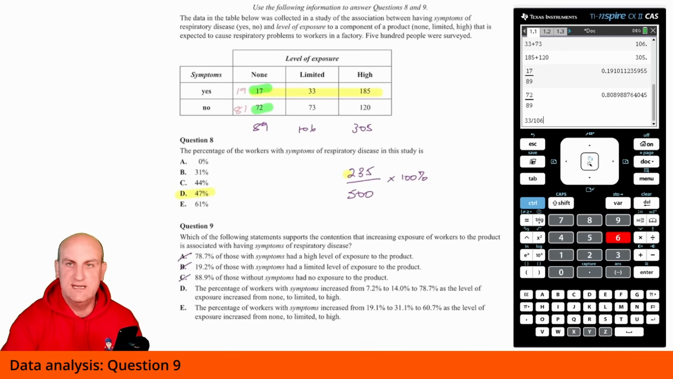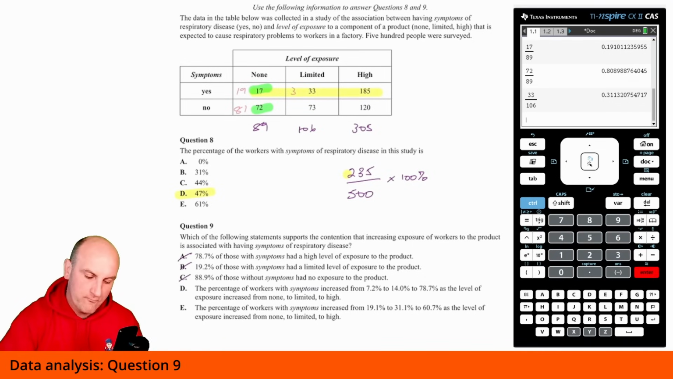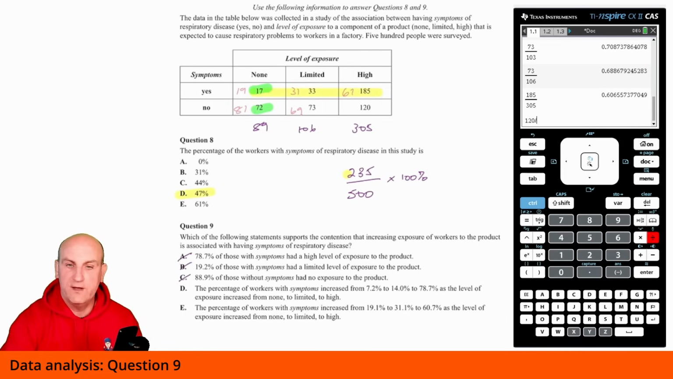All right, again, I'm going to do the same in the next column. 33 divided by 106 gives me 31. And then 73 divided by 106 gives me about 71%? Try that one again, because my values didn't add up. I'm like, that doesn't make sense. 73 divided by 106 gives me 69%, yeah. And then 185 divided by 305 gives me 61. And then 120 divided by 305 gives me 39.